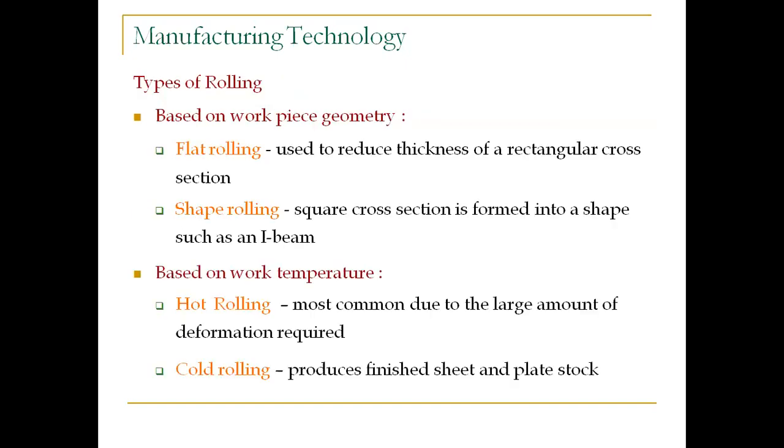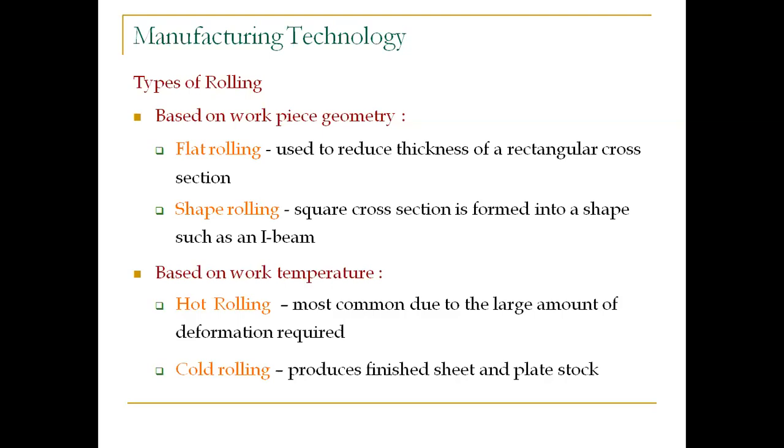These are the types of rolling process. Based on workpiece geometry, there are two types of rolling process, that is flat rolling and shape rolling. In flat rolling, it is used to reduce the thickness of a rectangular cross section. In shape rolling, the square cross section is formed into a shape such as an I-beam.